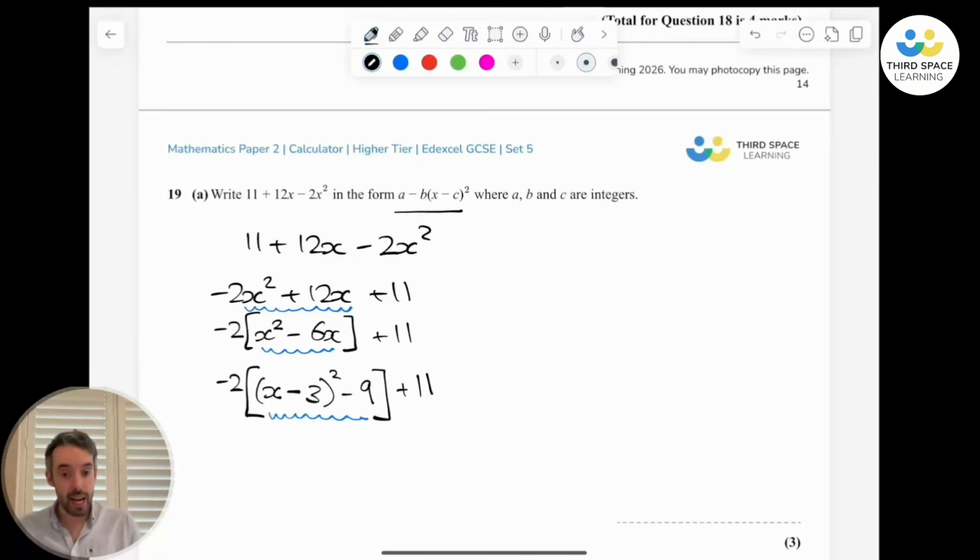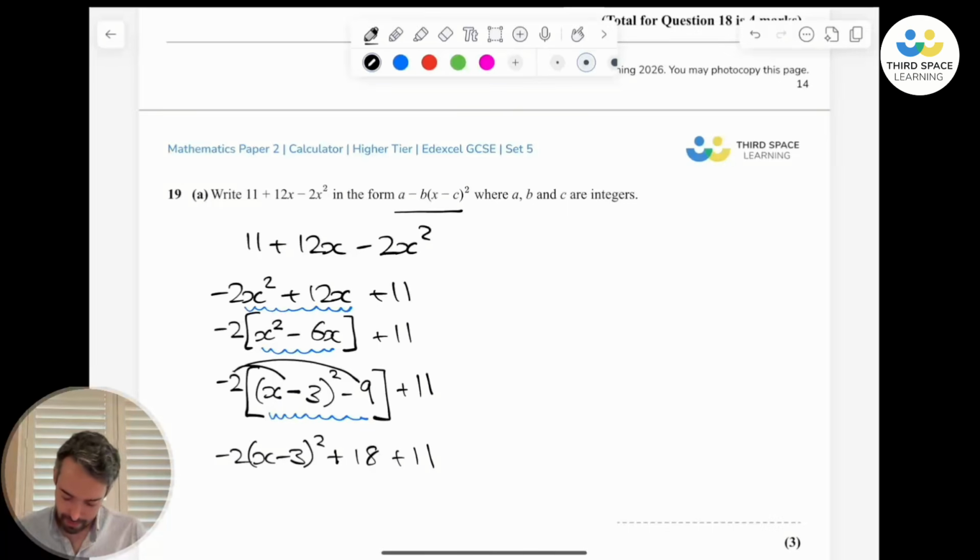Okay, let's now expand those brackets. So I'm going to multiply this negative 2 by each of these terms. So negative 2 multiplied by x minus 3 all squared is just negative 2 bracket x minus 3 all squared. Then we've got negative 2 times negative 9 is positive 18. And then the plus 11 is still there. And finally, bring it all together. 18 plus 11 is 29.